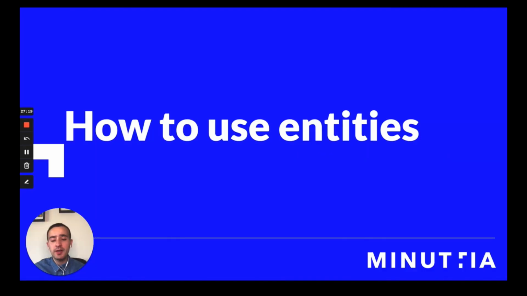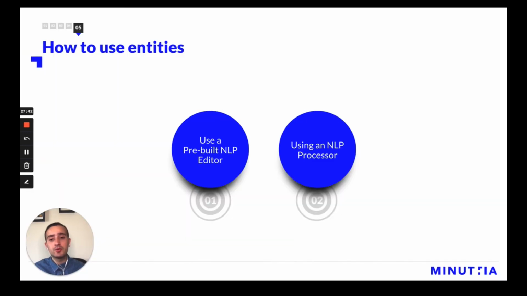Let's move on to our final section where we are going to describe how to use entities when creating content. The first thing that you need to know is that there are two ways in general on how to integrate entities into your content SEO strategy. You can do it either by using a pre-built NLP editor or by using an NLP processor like Google's NLP API that we saw earlier.